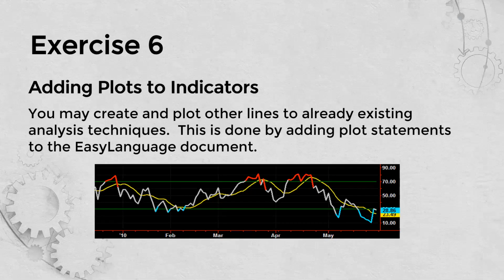Let me do exercise number 6. It's a simple exercise. It's just taking one of the built-in indicators in TradeStation and modifying it. Sometimes you look at an RSI. The picture that you have here is an RSI. The RSI does not have a smooth average. We just see the raw calculation of the RSI. And sometimes you may want to add an average to an already existing indicator. Let me show you how to do that.